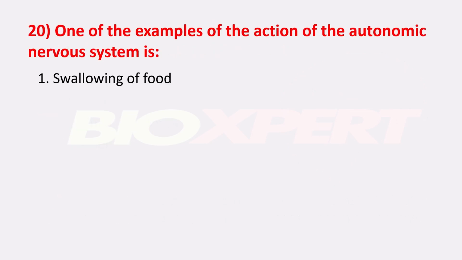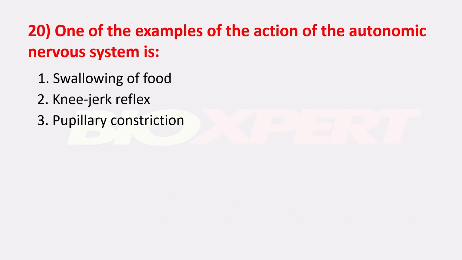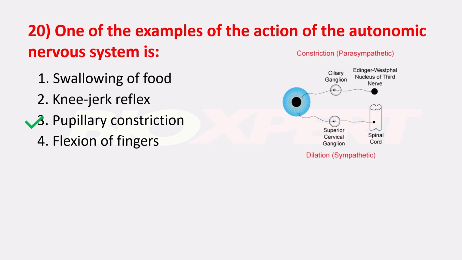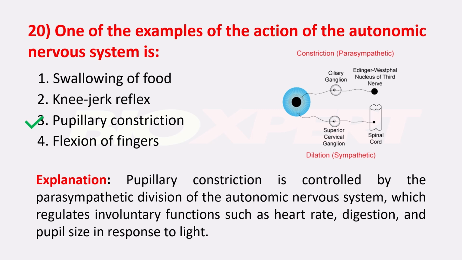One of the examples of the action of the autonomic nervous system is pupillary constriction. Pupillary constriction is controlled by the parasympathetic division of the autonomic nervous system, which regulates involuntary functions such as heart rate, digestion, and pupil size in response to light.